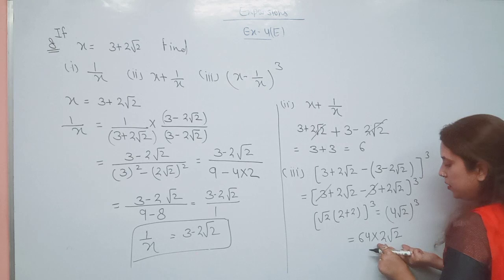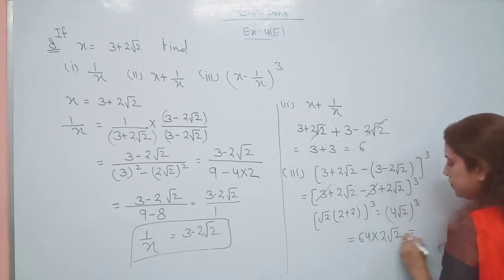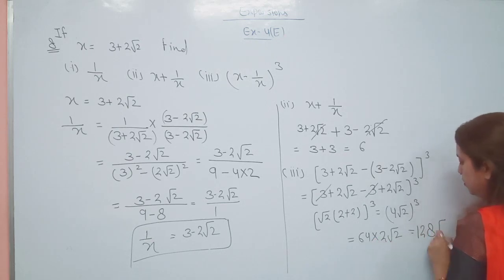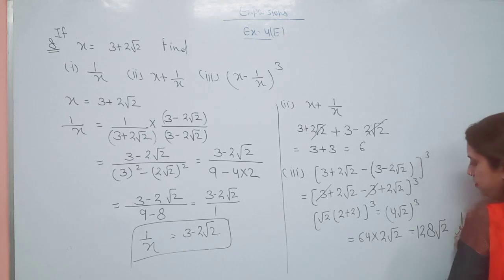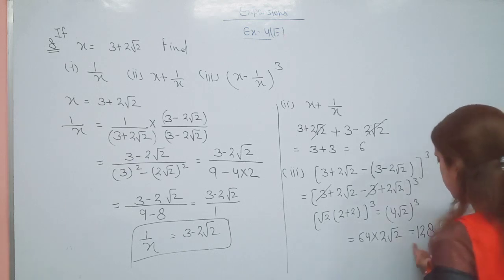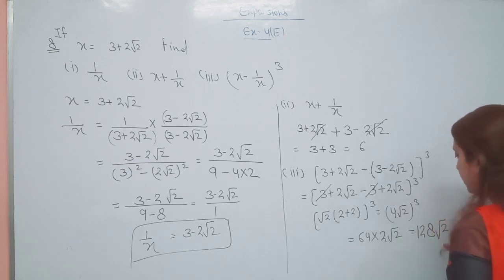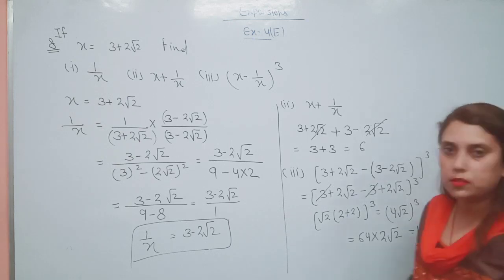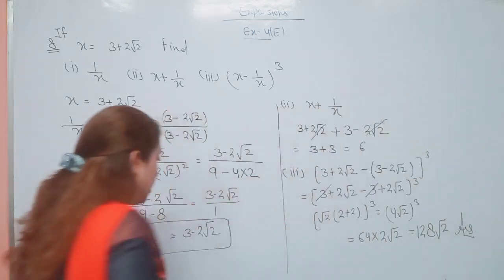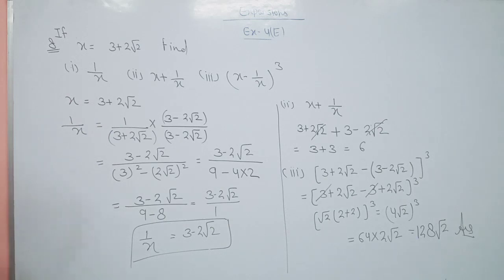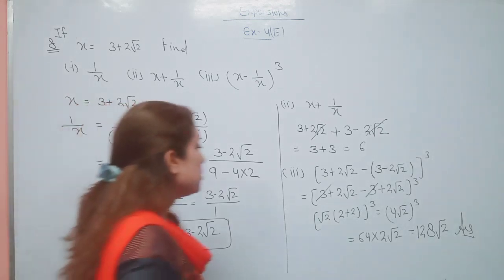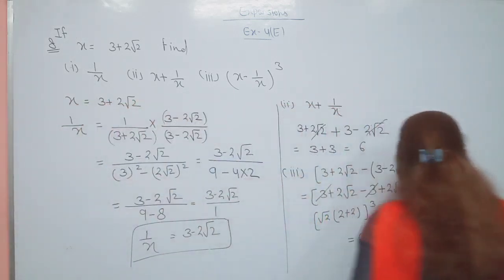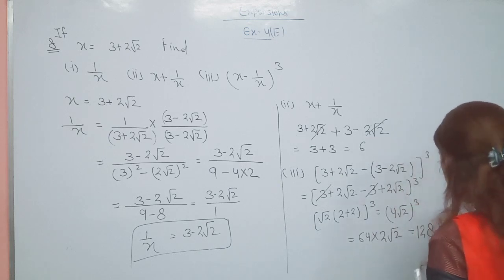Now the numbers will be multiplied. 64 into 2 is 128, so 128 root 2 is the answer. Okay? 128 root 2 is the answer. Okay, now the fourth part of question number 8 is homework. Now we will do question number 9.